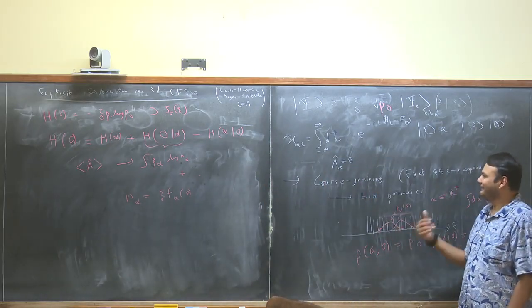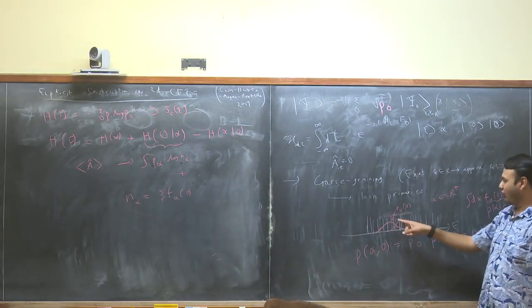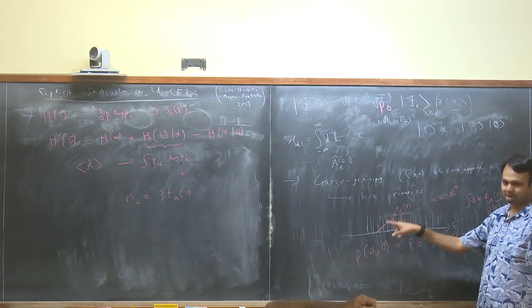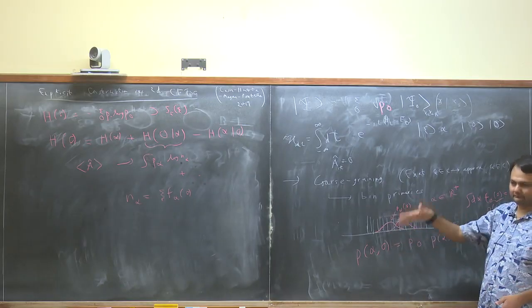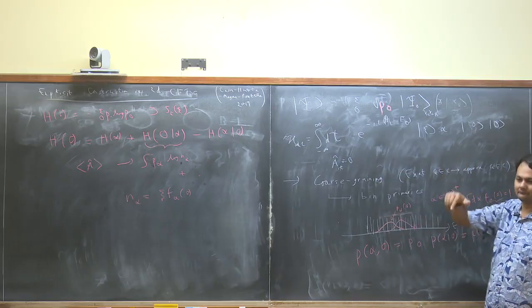The point is that these two error terms will measure the two following things. The first one will measure how much P of O varies within each bin. If it varies a lot within the bin, then that term will become big.